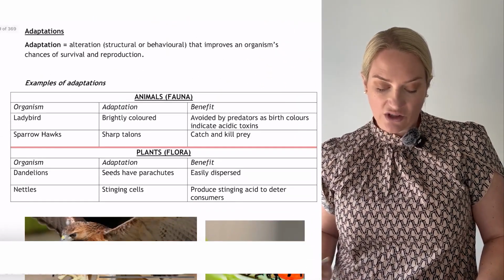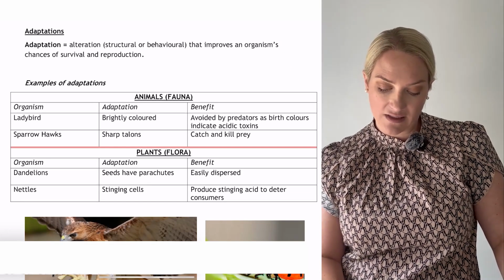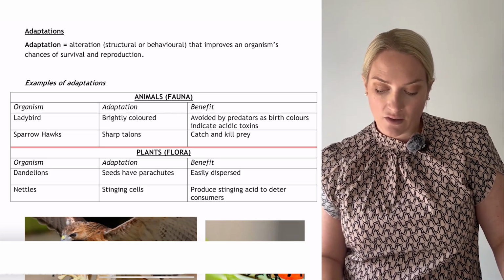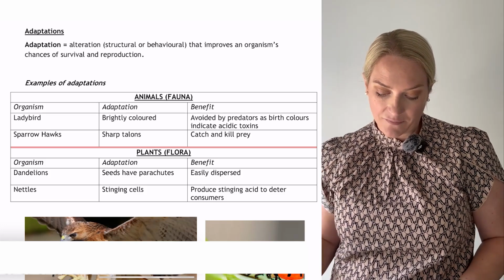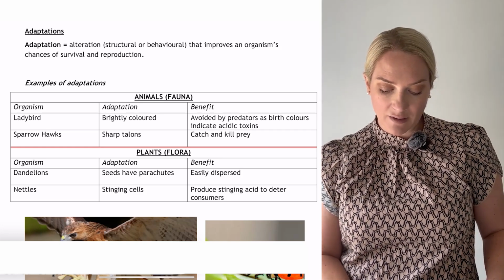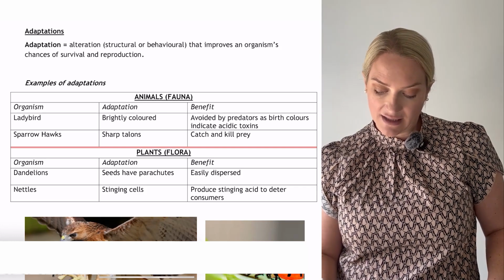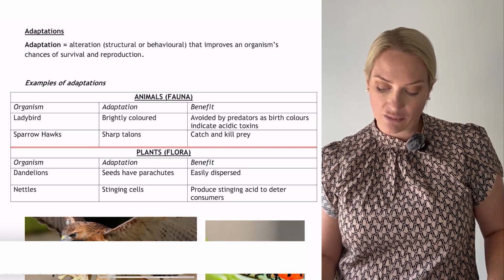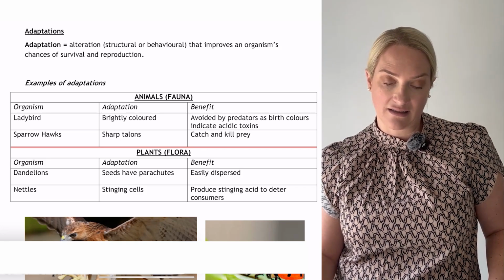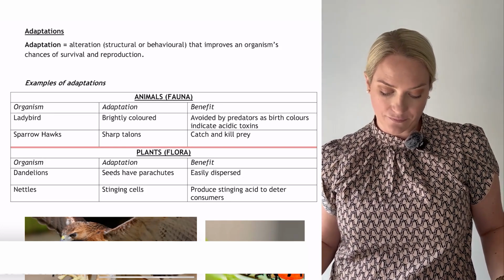Now, of that, we need to know any adaptations of those plants or animals that will help them to survive. So remember, an adaptation can be structural or behavioural, so it improves an organism's chance of survival and reproduction. So here are just 2 examples I have of 2 animals and 2 plants. Ladybirds are brightly coloured, and the benefit of this is that it avoids predation, as bright colours indicate acidic toxins in nature. And sparrowhawks, we mentioned earlier, have sharp talons, which help them to catch their prey.